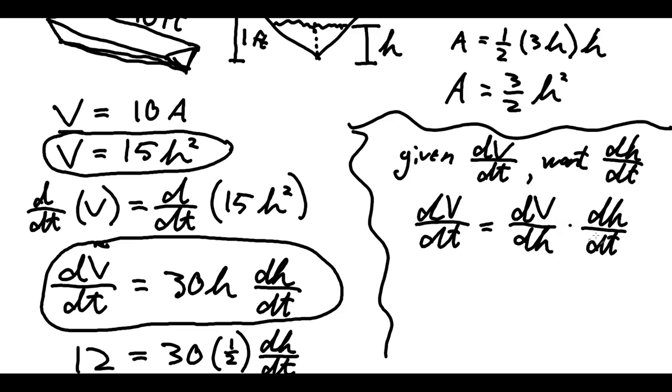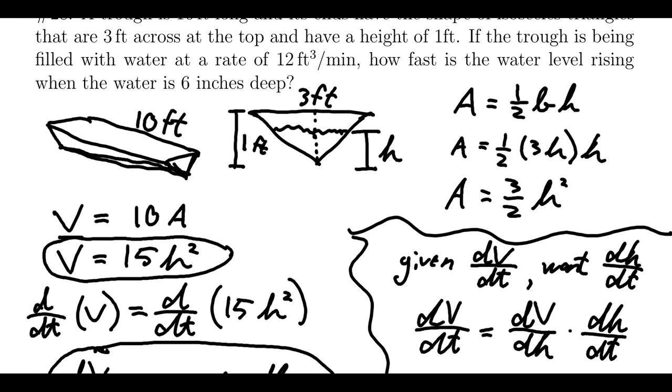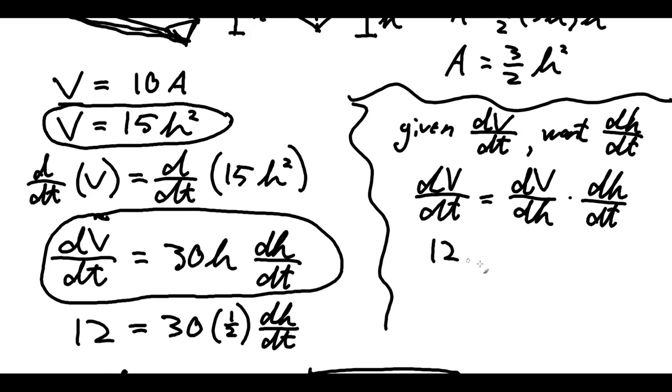Right? So once you write that chain rule, you can say, okay, now what do we know? Well, we know dV/dt. We're given that that is actually constant throughout the problem. It's safe to plug that in. That's our 12 cubic feet per minute. So you can plug in your 12 there.